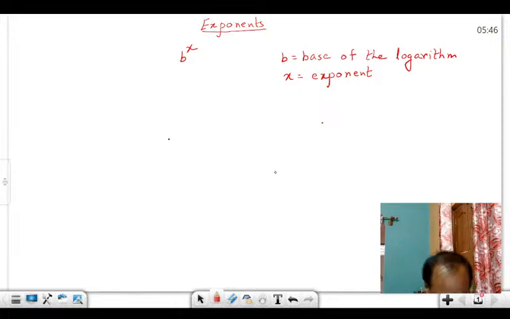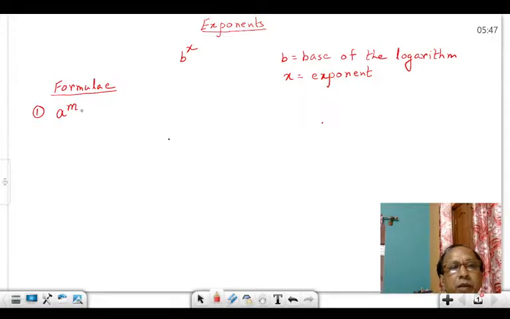Now, first of all, we learn some formulas for exponents. The first formula is a to the power m into a to the power n. If the base is the same, then in multiplication the powers will be added: a to the power m plus n.